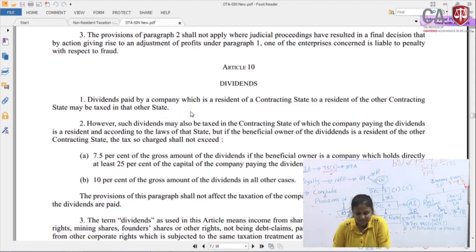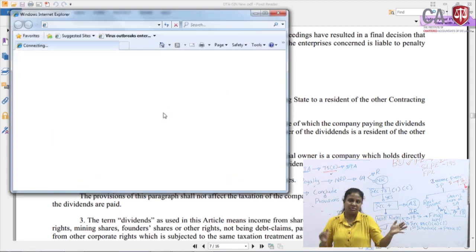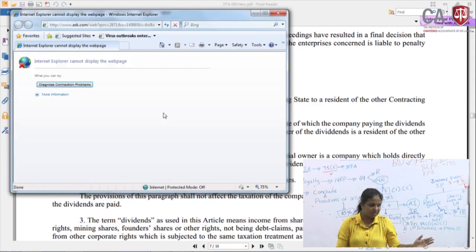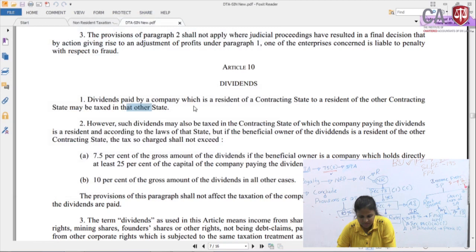Dividend paid by a company which is a resident of a contracting state to a resident of the other contracting state may be taxed in that other state. If we are paying a dividend in Sri Lanka to a Singapore company, then that dividend income earned by the Singapore company in Sri Lanka should be taxed in Sri Lanka. That's the first paragraph.